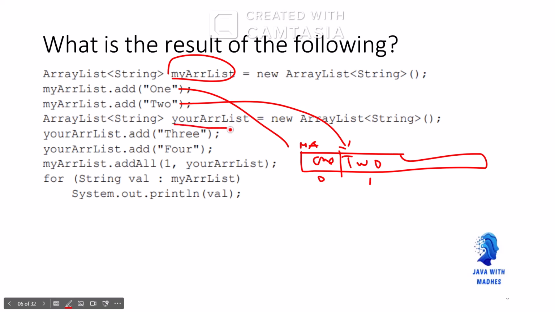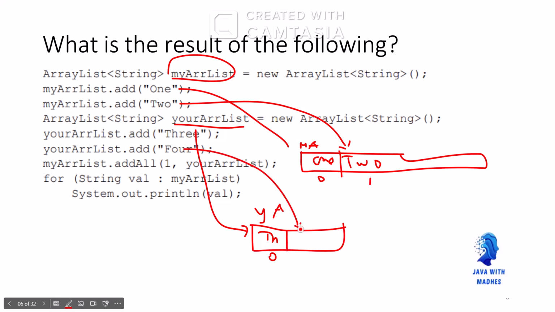Next, we are creating one more array list object that is called your array list. I'm creating it like this, your array list. Here we are adding the next elements. While executing this line, we are adding 3 in the memory location 0. Then we are adding one more element, 4, in the memory location 1. I'm using two letters for easy reference, so 4 will be stored in the memory location 1.